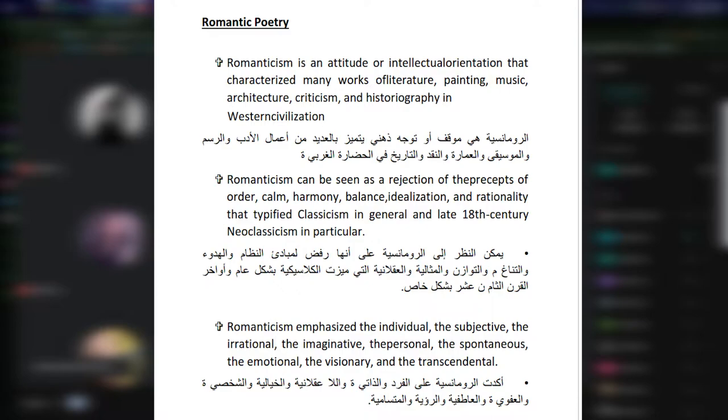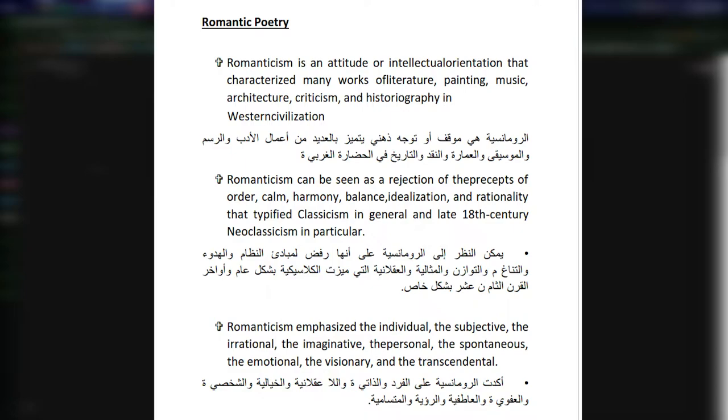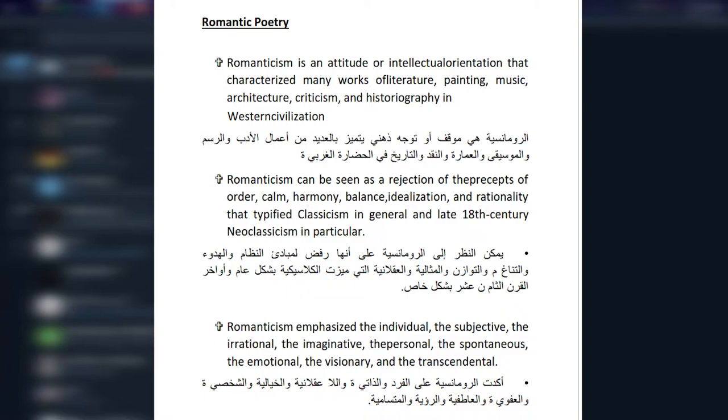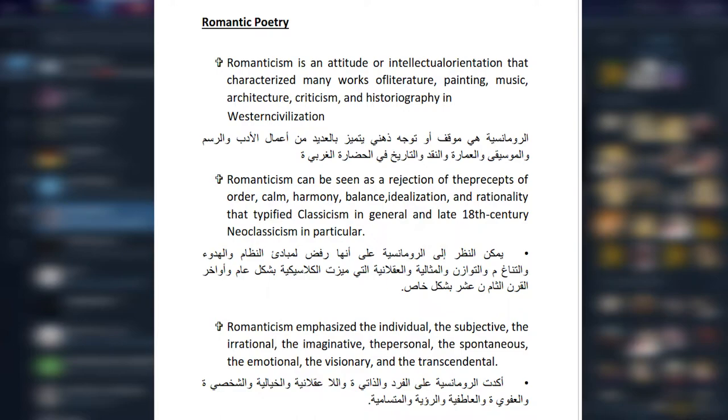These characteristics that we talked about a moment ago typify what? Classicism. In general, what is classicism talking about? It is talking about harmony, order, balance, idealism or idealization, rationality. Late 18th century neoclassicism also in particular is known to have all of these combined in the nature of poetry. And that is paragraph two.